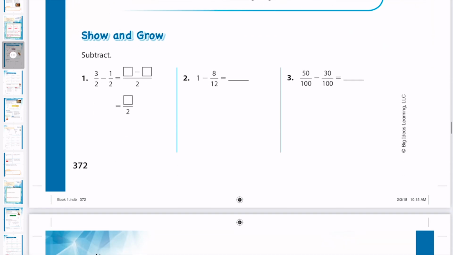All right, number 1, subtract 3 over 2 take away 1 over 2, which means what? 3 minus 1, which is 2 over 2, is equal to 1, right? When you have two slices out of two slices, that means what? You are taking one whole pie. All right, there you go.